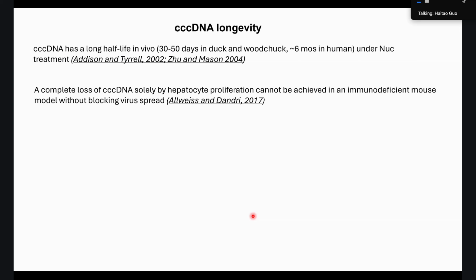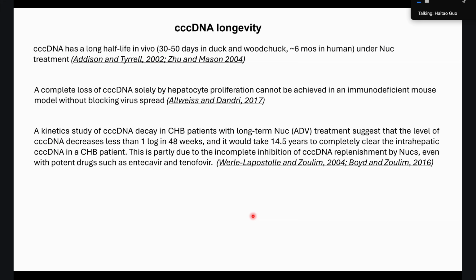A study from Maura Dandri's lab showed that a complete loss of cccDNA solely by hepatocyte proliferation cannot be achieved in an immunodeficient mouse model without blocking the viral spread. So if you don't block the de novo infection, the cccDNA still can persist. And in a study from Fabien Zoulim's lab a long time ago, they measured the cccDNA half-life in treated patients, and they calculated that it may take more than 10 years to completely clear the cccDNA pool in hepatitis B patients. Maybe this is due to incomplete inhibition of cccDNA replenishment by a less potent nuke like adefovir.